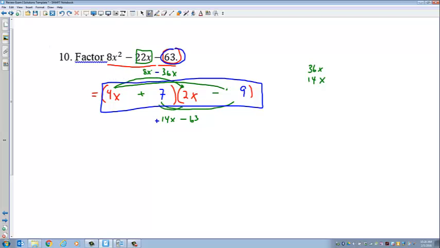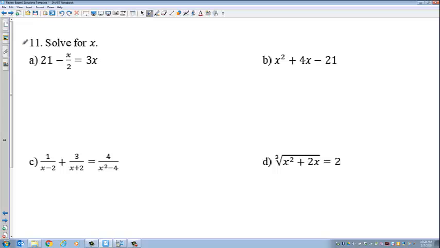All right, let's look at the last question. So this is solving equations. So how do we solve equations? We have a linear, a quadratic, a rational, and over here we have a radical equation. So let's solve the linear first.